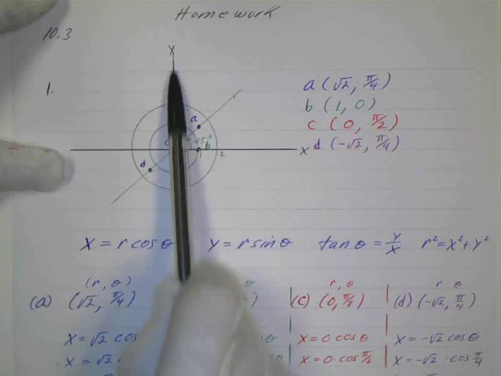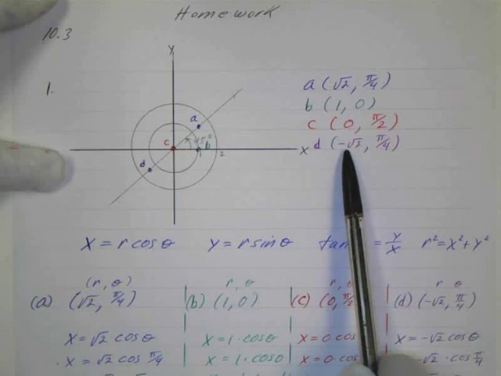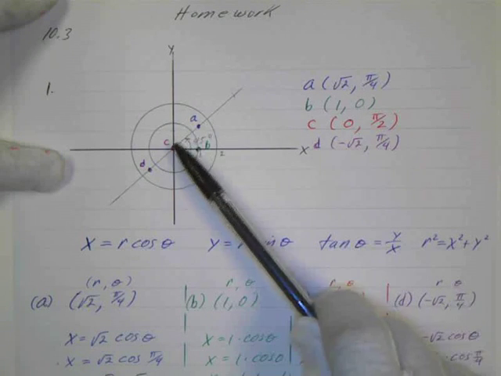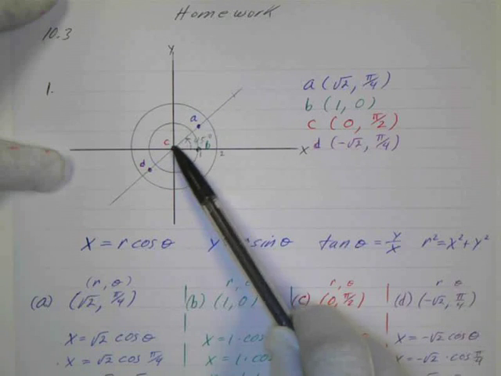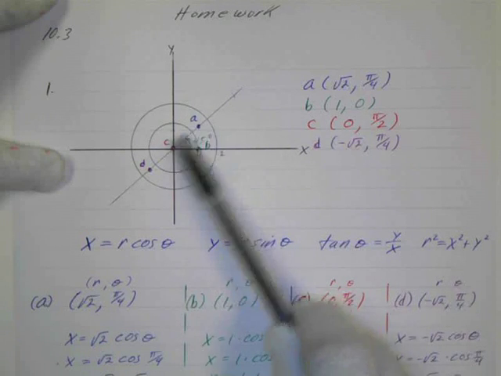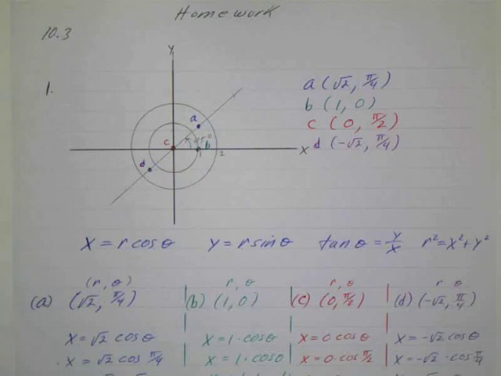The next one is 0, pi over 2. Well, this is the line pi over 2, 90 degrees, and this is 0 out, so it's just going to be right there. And the last one was, again, on the line pi over 4, the 45-degree angle, but it's negative the square root of 2, so instead of going in the positive direction, I go in the reverse direction, and that's going to be about 1.4 out there. So those are the 4 points.